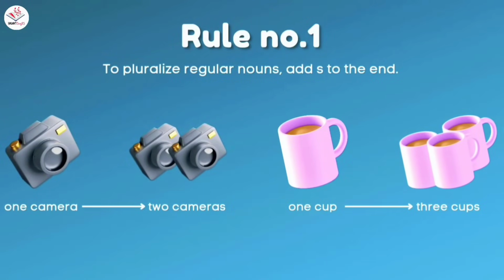So let's see the rule number 1 which we have to apply to change a singular noun to plural noun. यानी कि एक singular noun को plural बनाने के लिए हमें किन rules को लगाना पड़ता है. Let's see to it. So the rule number 1 is you have to add s to pluralize regular nouns. जो हमारे regular nouns होते हैं उन्हें plural बनाने के लिए हमें उसमें सिर्फ s लगाना होता है. For example, camera converts to cameras and cup converts to cups.